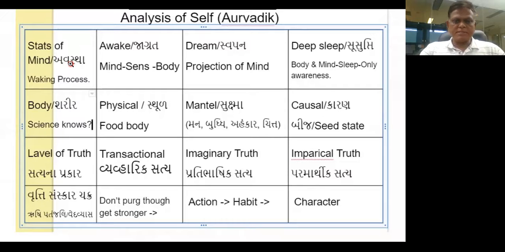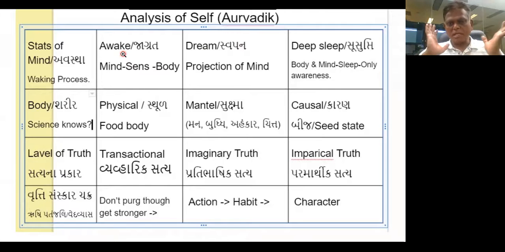All animals, insects, birds. The three states are: awake, then when we go to sleep, we dream, and then when the dream ends, we go to deep sleep. When we are awake, we use body, mind, and all the sensory systems to interact with the outside world. In a dream, we just project the whole drama on the screen of our mind.